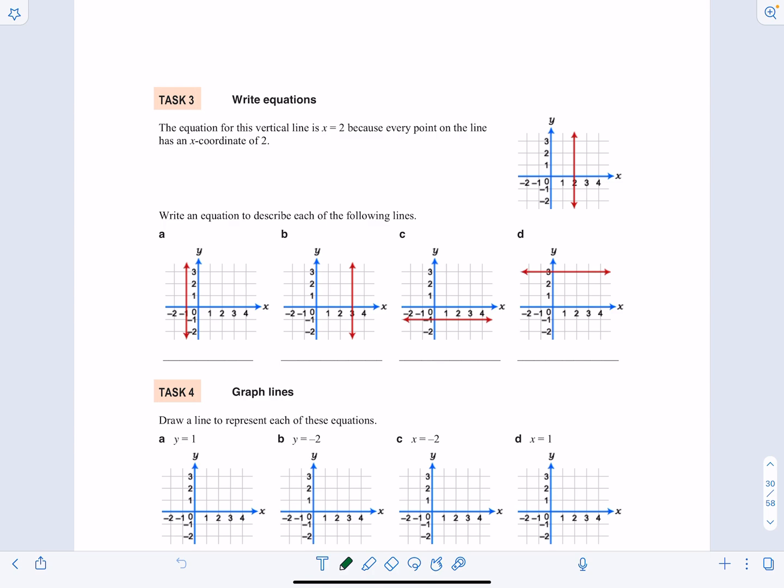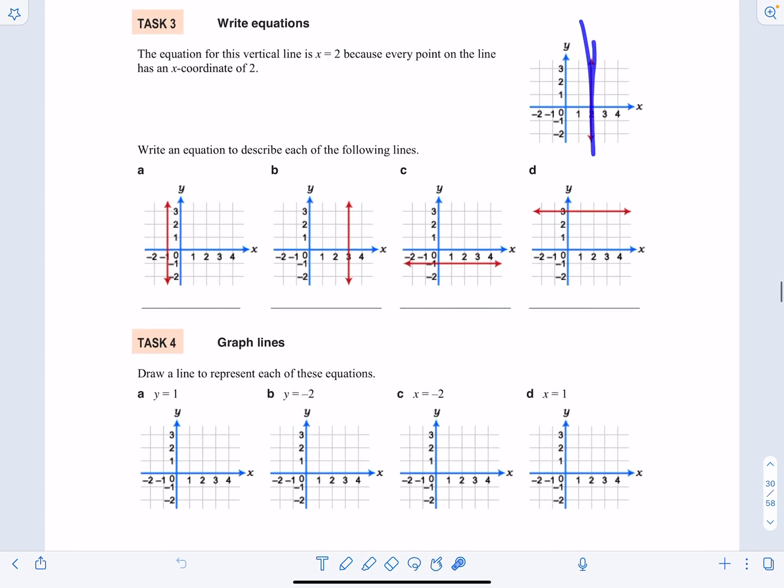Here, the vertical line is x equals 2. It's x equals 2 because every point on the line has an x coordinate of 2. So this x coordinate of 2 has a y coordinate of negative 2, and this x coordinate of 2 has a y coordinate of 3. That's all it's saying. So x is always going to be 2. Pretty much what we did last lesson.